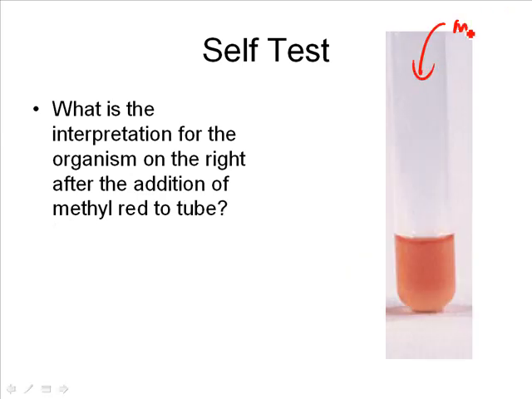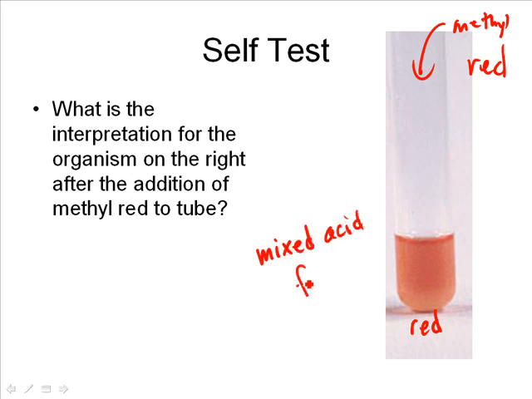All right, let's move on to the next test. Again, I've added methyl red to this tube. What is the interpretation? That's right, that nice red color is an indication to me that the organism that grew in that tube is a mixed acid fermenter. Remember, methyl red is red at a pH less than or equal to 4.4. Therefore, that indicates to me that the acid end products were stable.